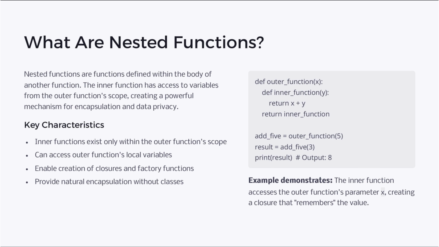Nested functions are defined within another function, allowing access to the outer function's variables. This encapsulation enhances data privacy and enables closures. For instance, in the outer function, the inner function accesses X, creating a closure. This pattern supports factory functions and encapsulation without classes, as shown when add5 returns 8 by remembering X.